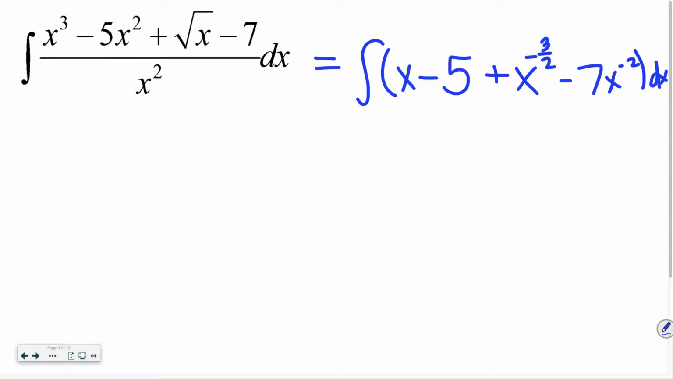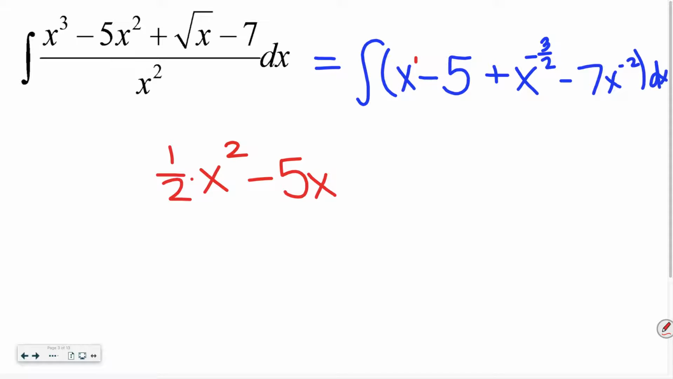It is possible that you could have a problem like this on your quiz tomorrow. Rewrite it before you take the antiderivative. So let's use our power rule 4 times. We have x to the first, so that becomes x squared times 1 over 2. Minus 5 times the antiderivative of a constant, which is that constant times x.